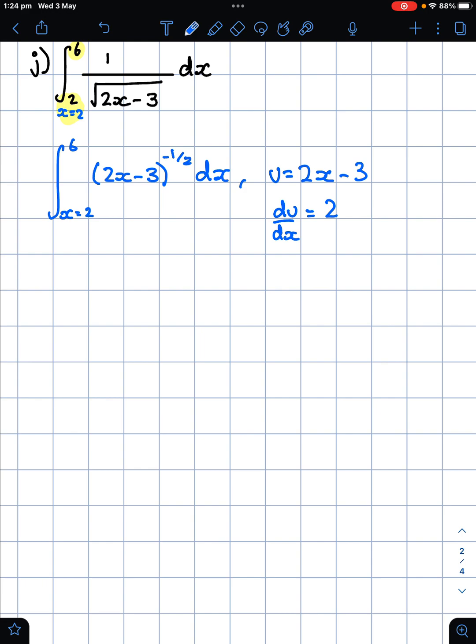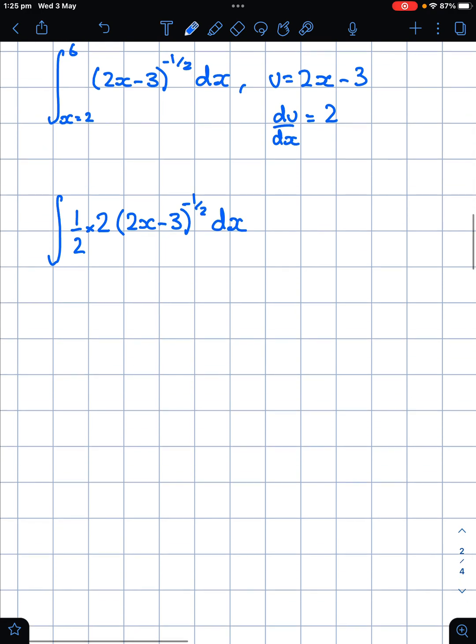So I'll do my next line here. Now, I would usually just put a half out the front, but I'm going to do them together. If I do a half times 2, I'm technically multiplying this by 1, so I'm not changing anything. So I've got (2x minus 3) to the negative 1/2 dx. Now I'm going to move that half out the front, and I've got (2x minus 3) to the negative 1/2, times that 2 that we had, and then dx.